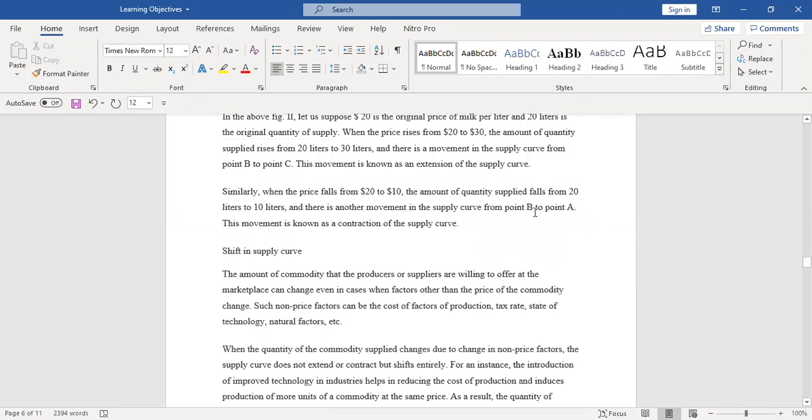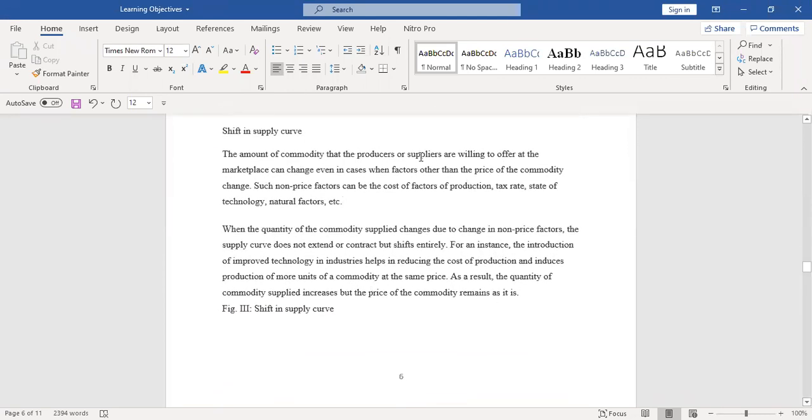So similarly, when the price falls from $20 to $10, the quantity supplied falls from 20 liters to 10 liters. There's another movement of the supply curve from point B to point A. We said that. And this movement, this is what I want you all to pay attention to. This movement is known as a contraction of quantity supplied. Shift in the supply curve. What will cause the curve to shift?